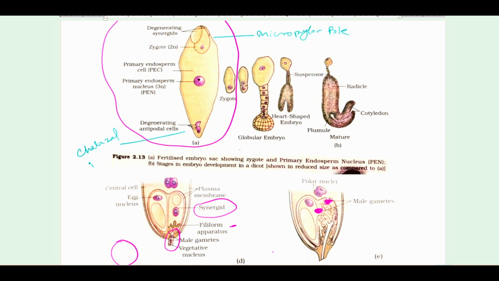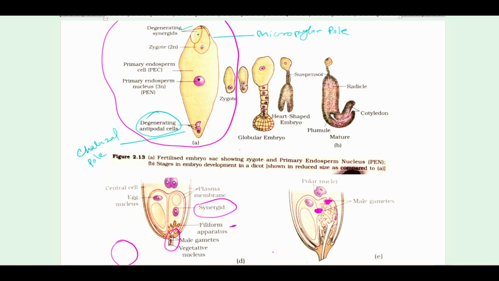So as I discussed, at the chalazal side these antipodals are not playing any role. So after fertilization, they will start degenerating. Towards the egg apparatus, one synergid has almost vanished because of the entry of the pollen tube. The other synergid will also start degenerating. So this is the fate of these cells during fertilization that I am discussing.